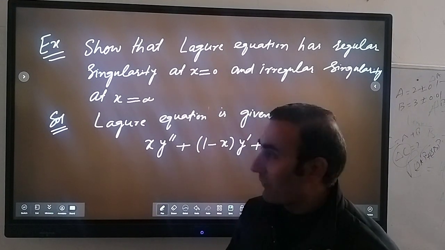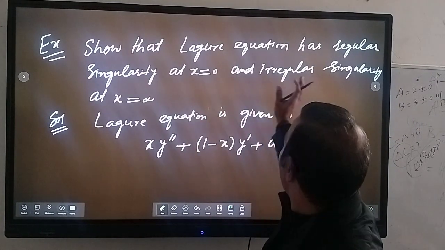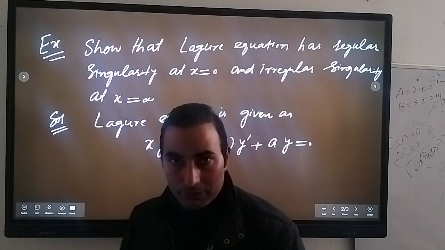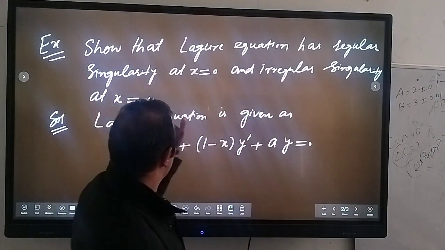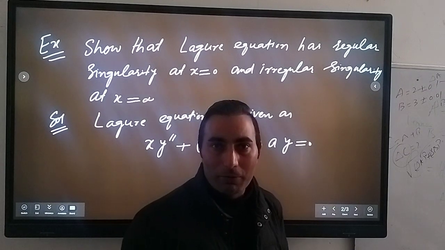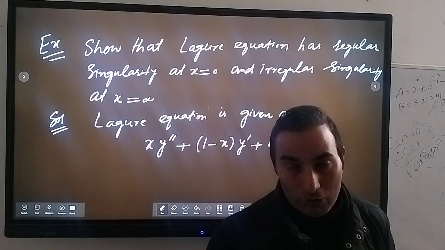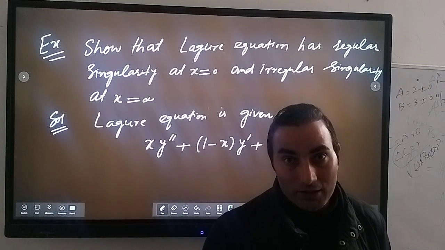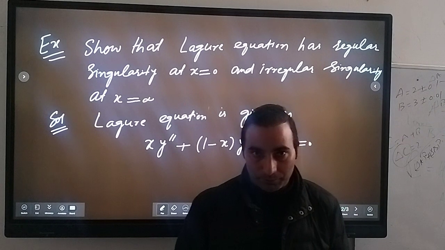Now we have our differential equation, the Laguerre equation. We need to show that it has a regular singularity at x equal to 0, and an irregular singularity at x equal to infinity. So we have to prove that if we take x naught equal to 0, it is a regular singular point there. That means those two limits should converge. When they converge, it has a regular singular point.